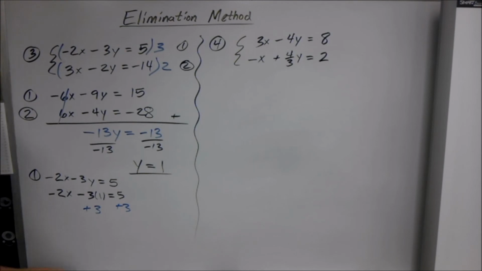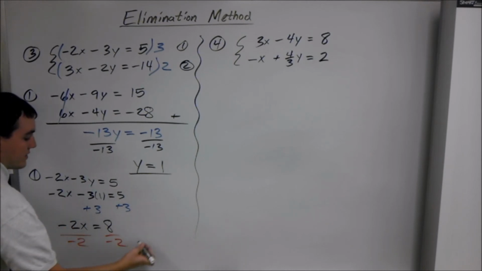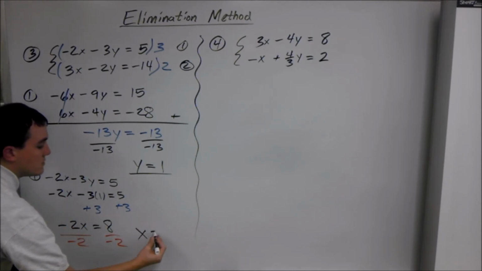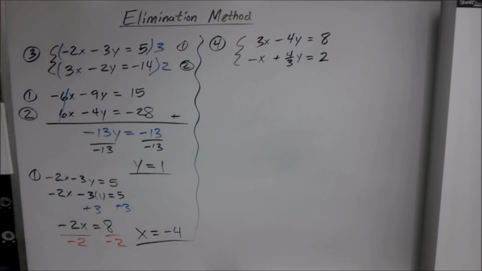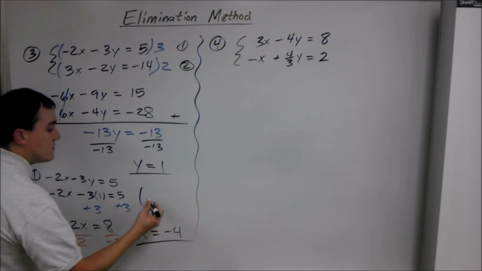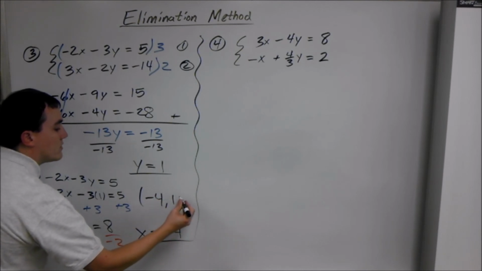So we get negative 2x equals 8, and then divide by negative 2. So x equals negative 4, which gives us our answer: x is negative 4, y is 1. Negative 4, comma 1.